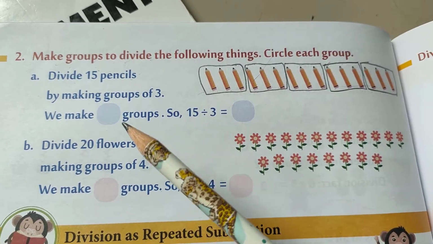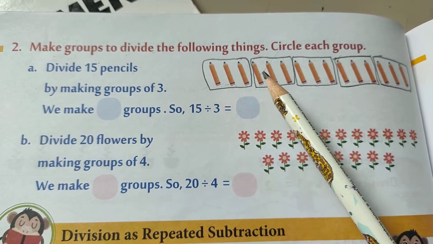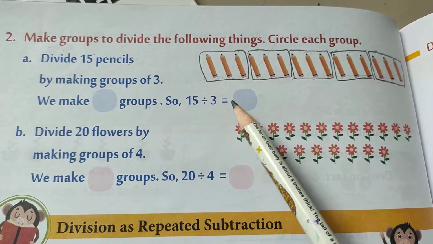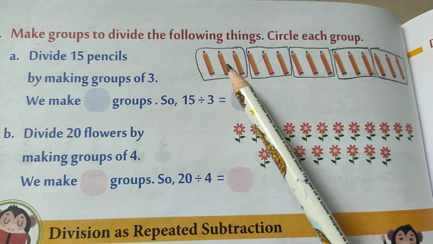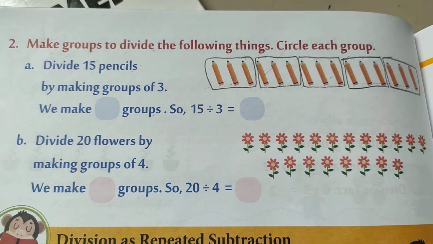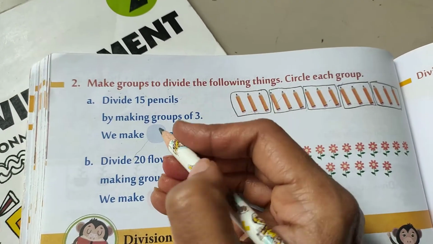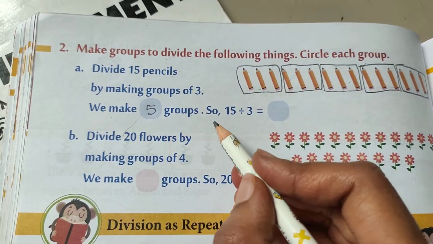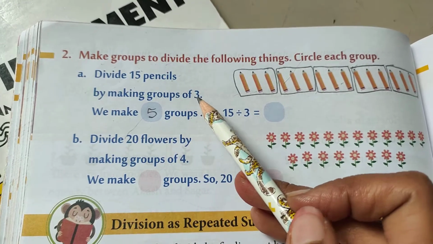Okay. What have we done? We have made groups of 3 pencils. We make dash groups. So how many groups are there now of 3 pencils? 1, 2, 3, 4, 5. So we make 5 groups. So 15 divided by 3.